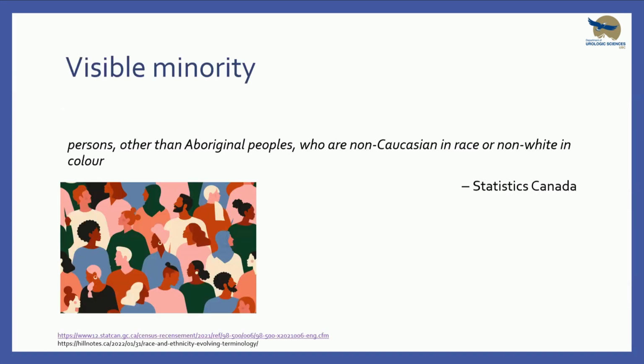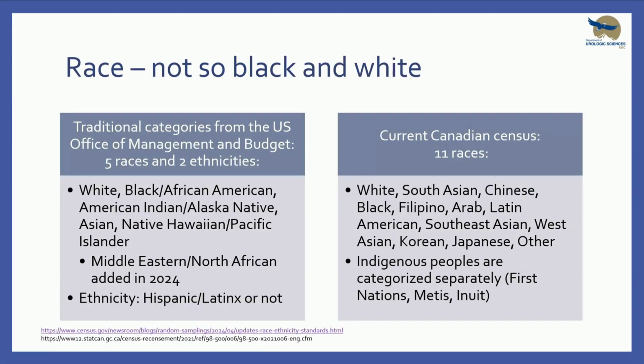When we talk about race, we often talk about visible minorities, and StatsCan defines those as persons other than Aboriginal peoples who are non-Caucasian in race or non-white in color. Aboriginal people, Indigenous people are often classified separately when it comes to race. However, when we talk about race, I think it's really important to think hard about where our categorization of race comes from.